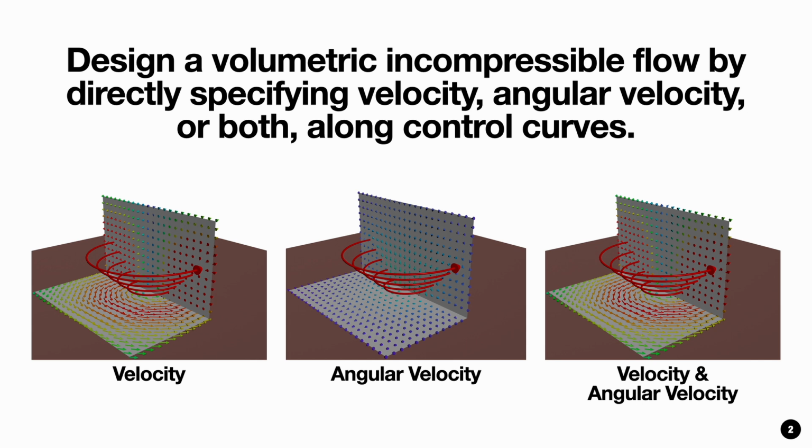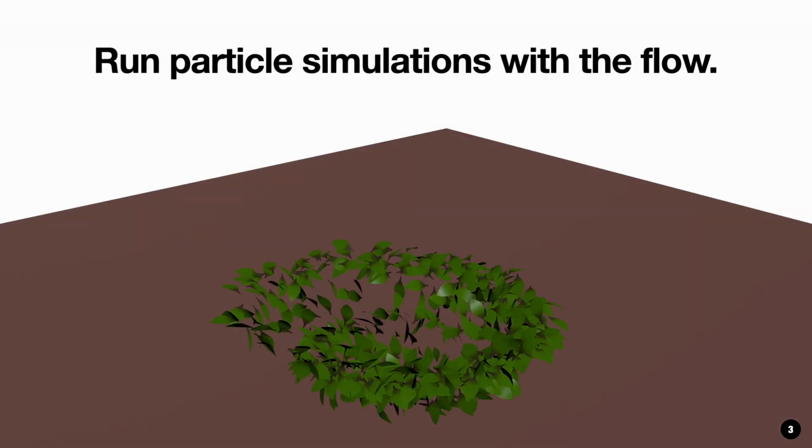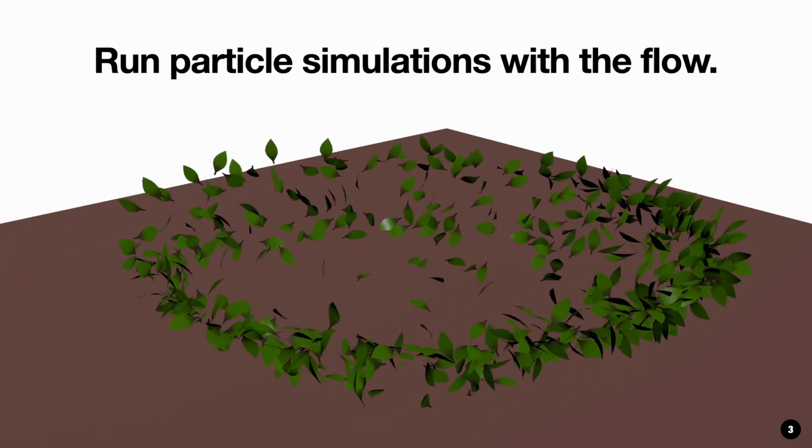In these images, we use the spiral curve as the input and visualize the resulting velocity field by evaluating the velocities at several points on two planes in 3D. Using the incompressible velocity field, we can run particle simulations, for example.